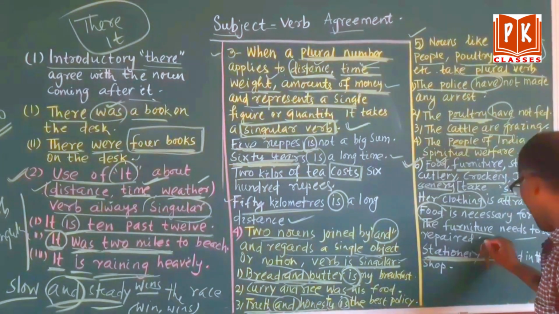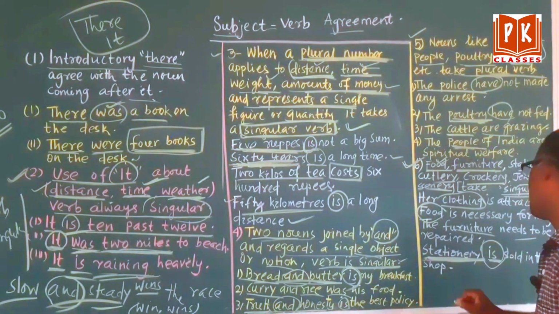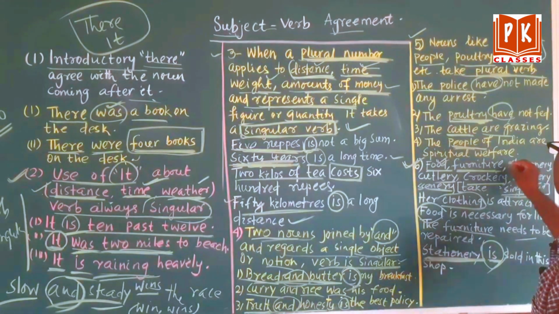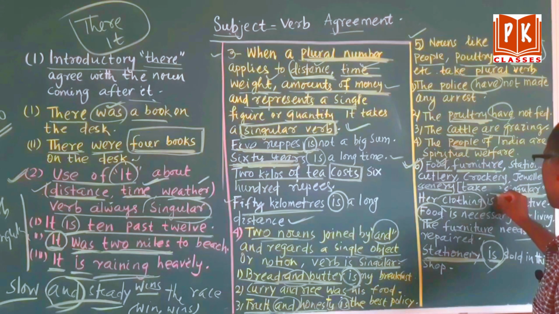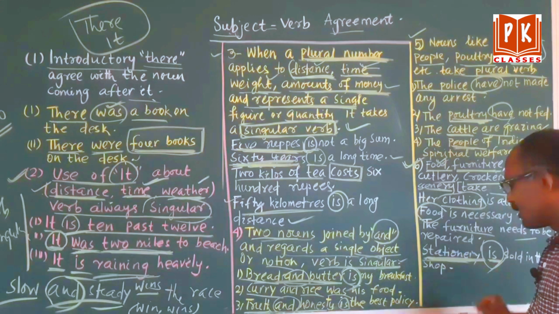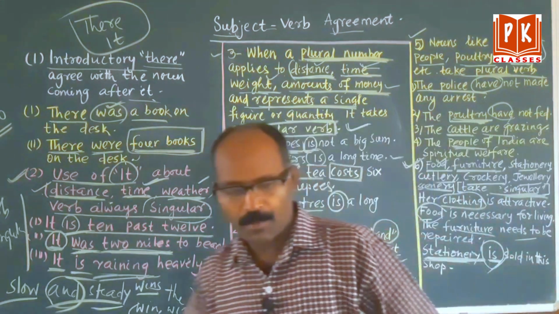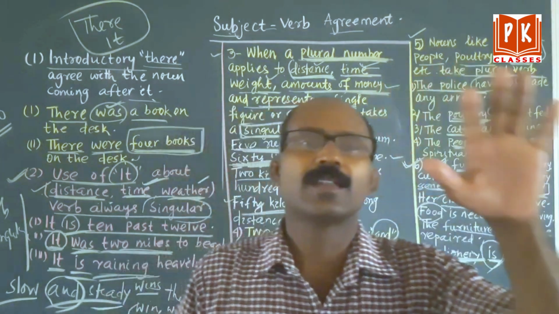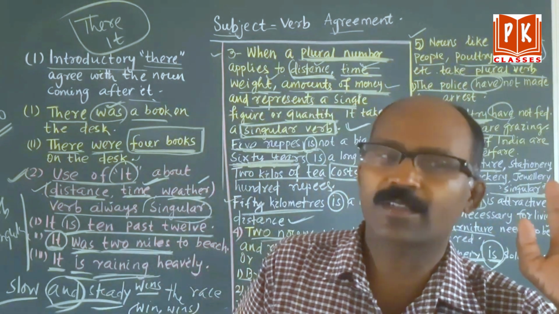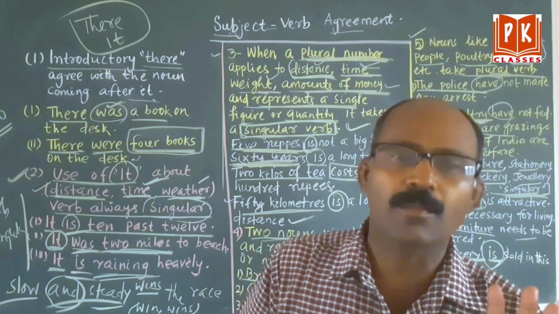Stationery is sold. This is known as what? Verb. That means the formula says it will take what? It will take a singular verb. That means here we are finding how the verb agrees with the subject. That is known as subject-verb agreement.